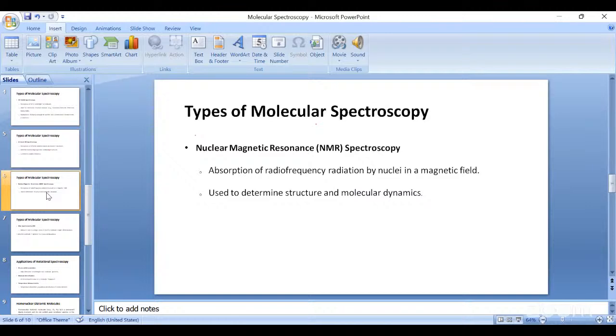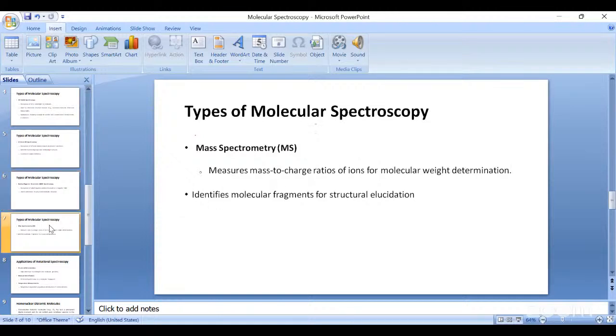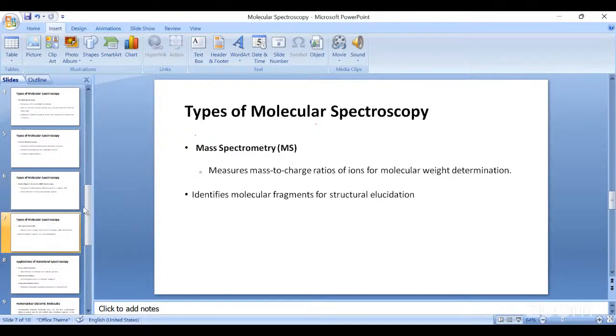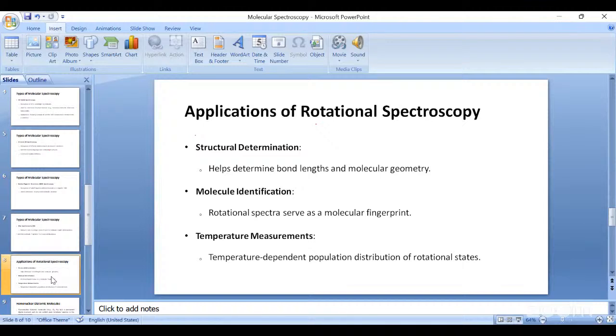So we have infrared spectroscopy, and nuclear magnetic spectroscopy. In the case of nuclear magnetic spectroscopy, there is absorption of radio frequency radiation by nuclei in a magnetic field. And we have mass spectroscopy, which measures the mass-to-charge ratios of ions for molecular weight determination. So these are the different types of molecular spectroscopies which we have.